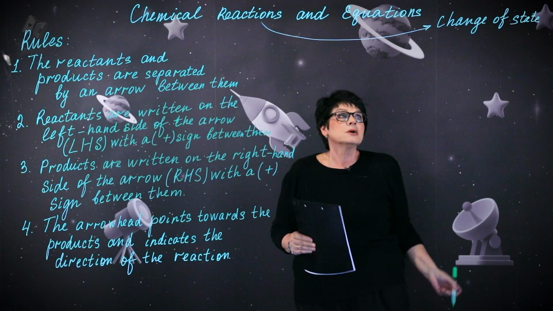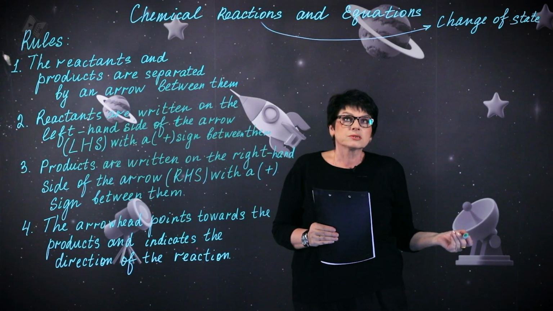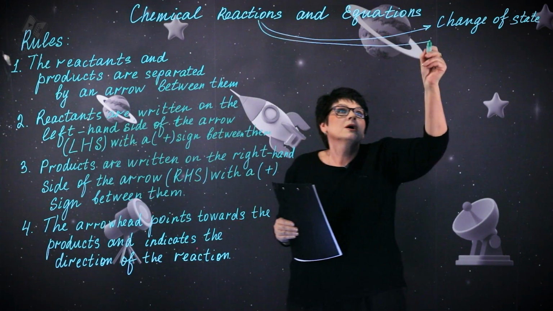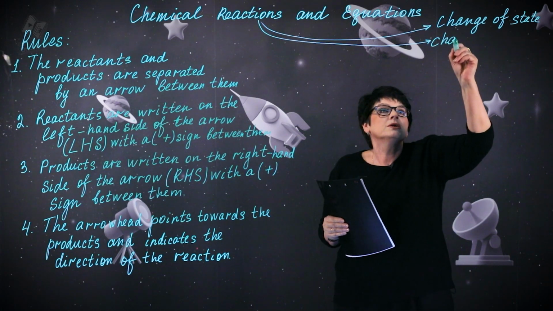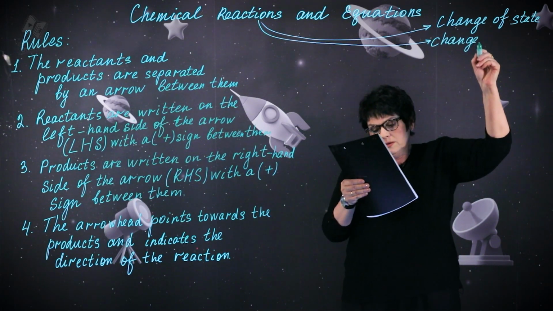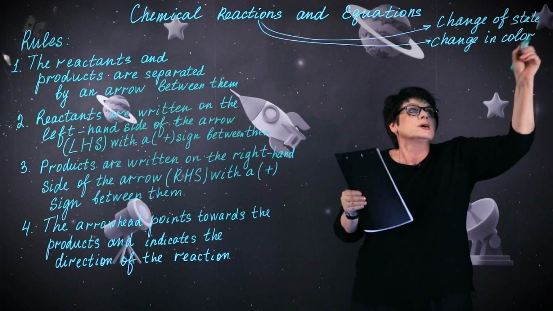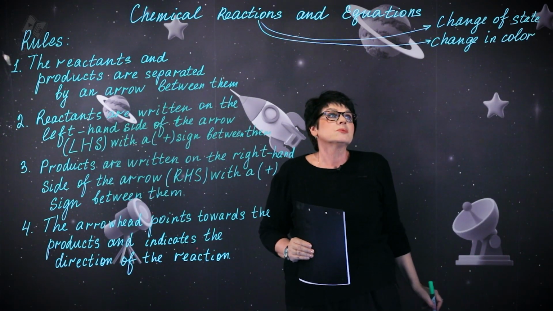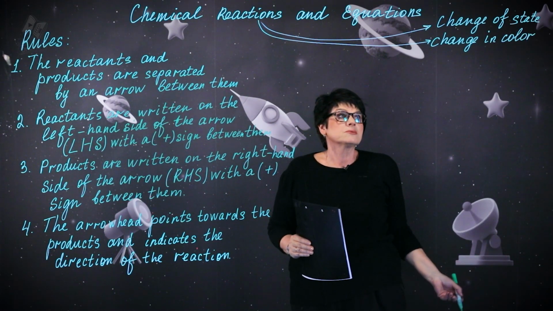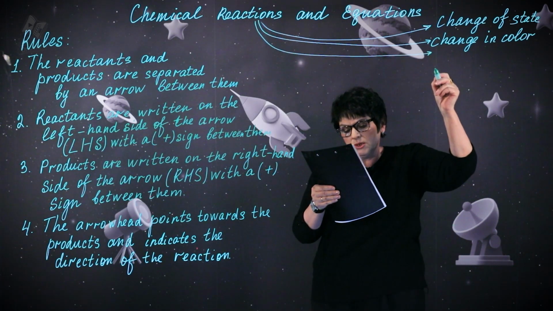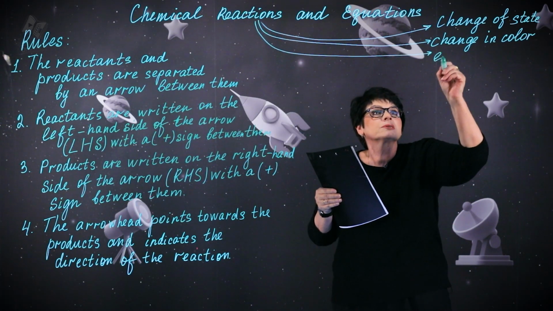The second thing might be a modification in color. During the reaction, let's assume we could refer to this process as the formation of rust. Then there is a possibility of other modifications occurring, such as the formation of gas.